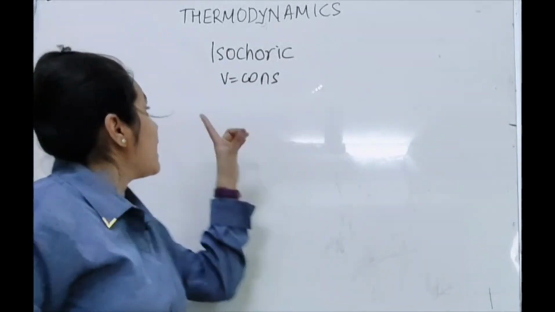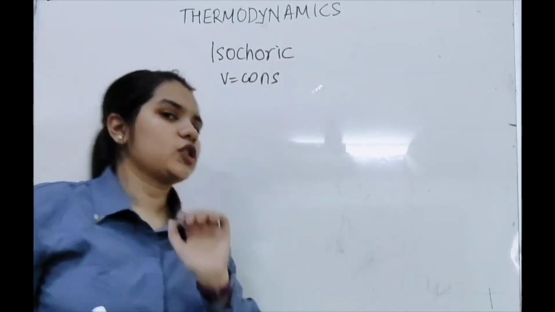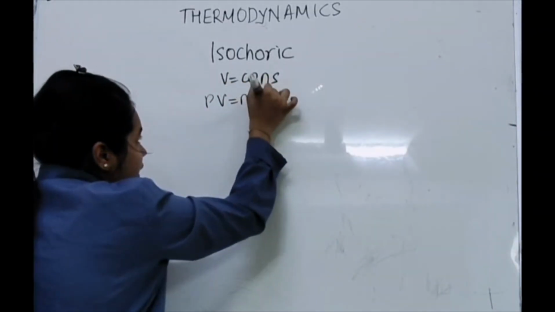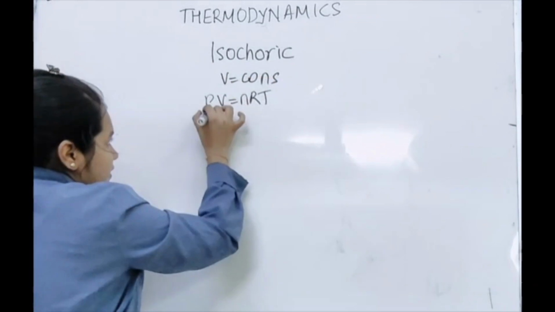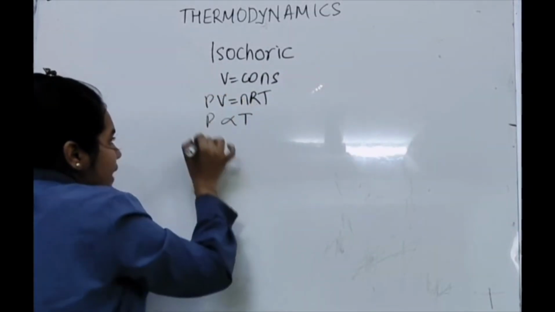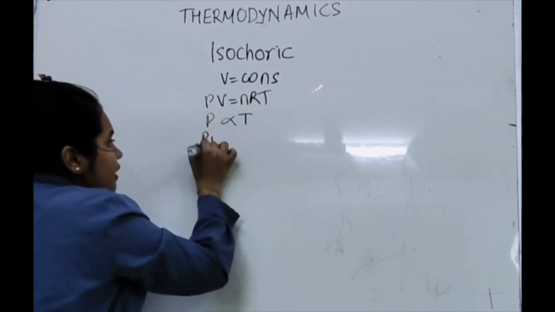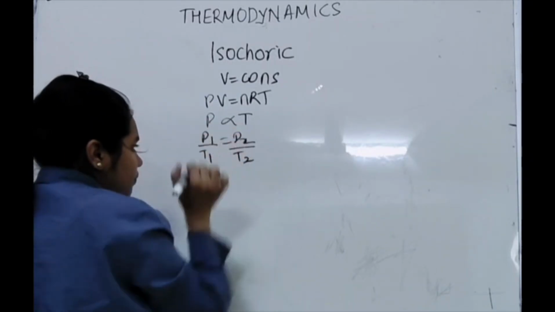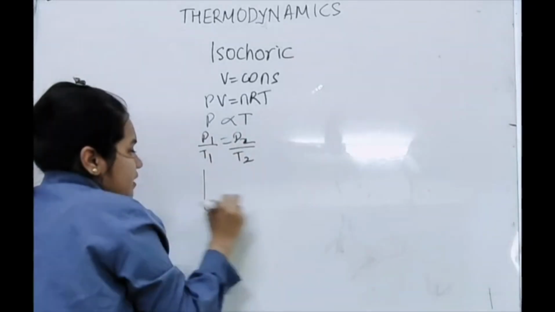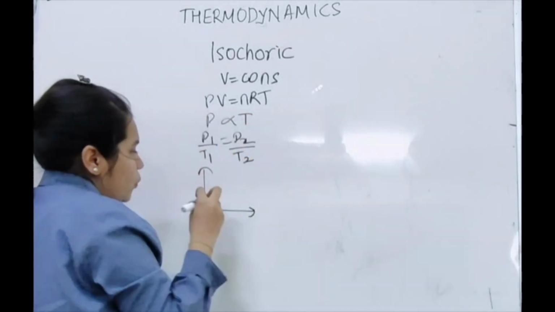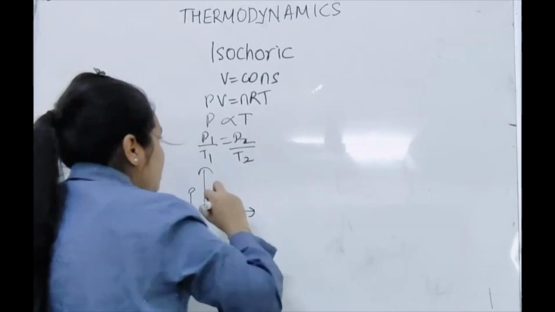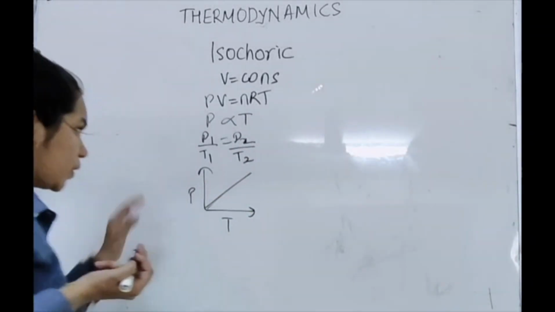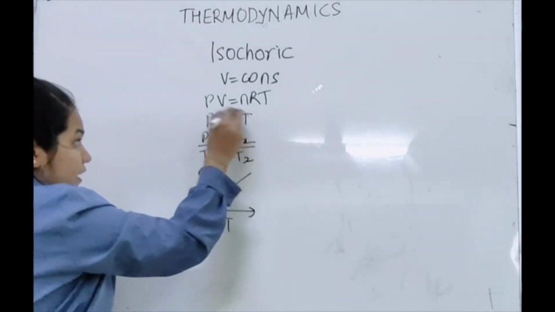Okay, next is isochoric, where volume is constant. PV equals nRT, and if V is constant, P is directly proportional to temperature, that is P1/T1 equals P2/T2, right? That means if it is directly proportional, the graph will be a straight line. Okay, so this is an important relation.